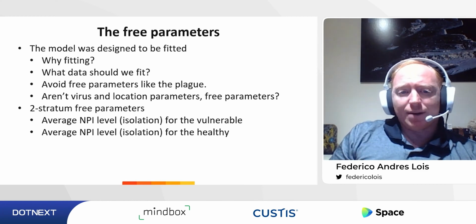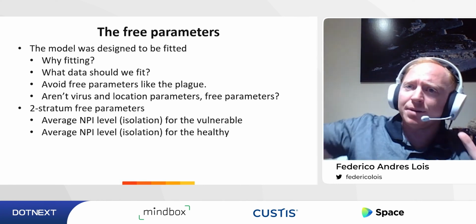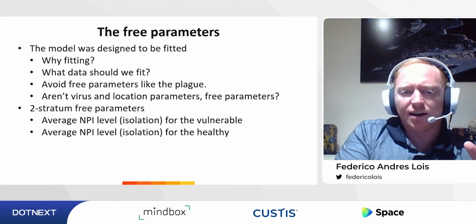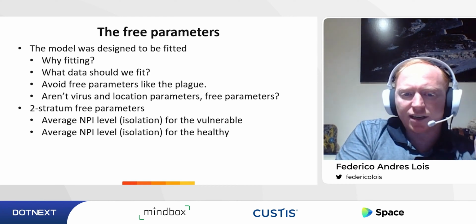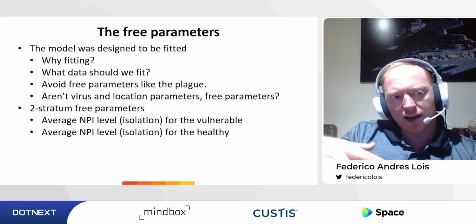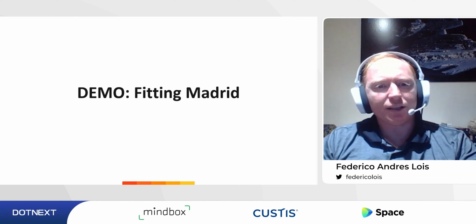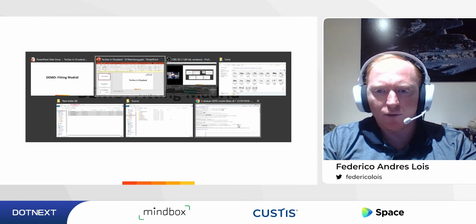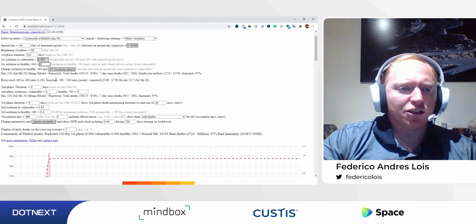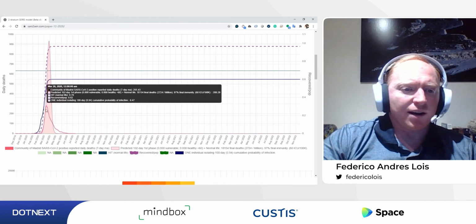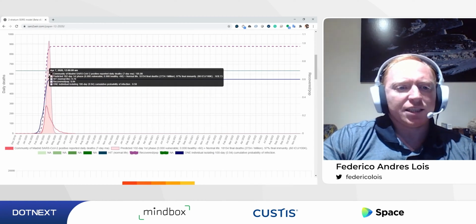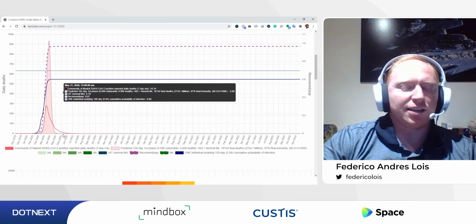In the case of the free parameters, what we did is describe every place that we study using just two parameters: the average isolation for the vulnerable and the average isolation for the healthy. Those are essentially the non-pharmaceutical intervention levels that you apply to your entire population. So we are going to fit a demo here so you can understand what I mean. Let's say that I'm not going to apply any isolation to anyone in Madrid. This is our actual curve, the part of the epidemic that we have already seen, and this one is the part that we expect with no isolation.